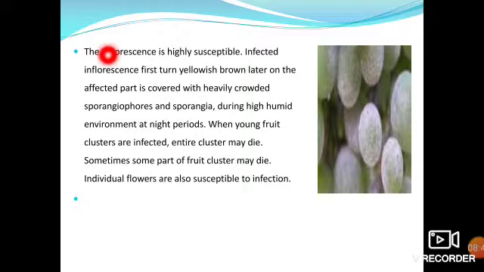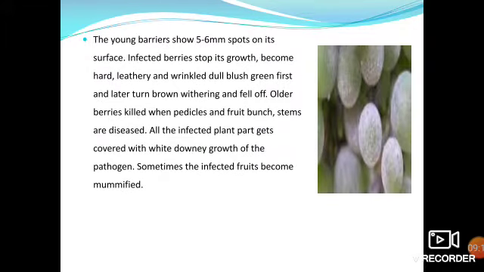Here the inflorescence is highly susceptible. Infected inflorescence first turns yellow-brown, and later the affected parts are covered with heavy, crowded sporangiophores and sporangia. In a highly humid environment at the right period, when young fruit clusters are infected, the entire cluster may die. Sometimes only part of the fruit cluster may die. Individual flowers are also susceptible to infection. Here the cluster of fruits is affected and falls down, so ultimately it reduces the yield of the crop.